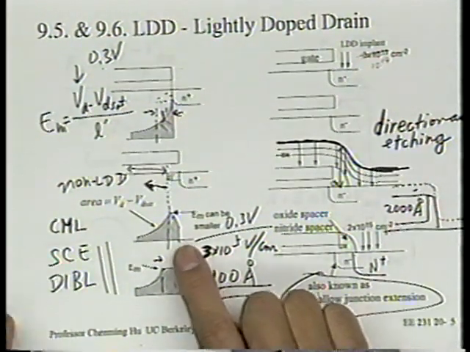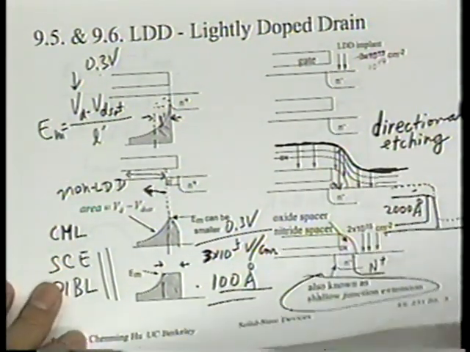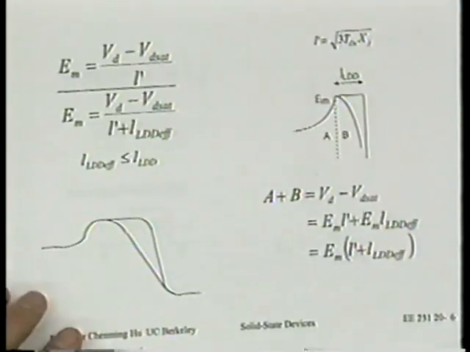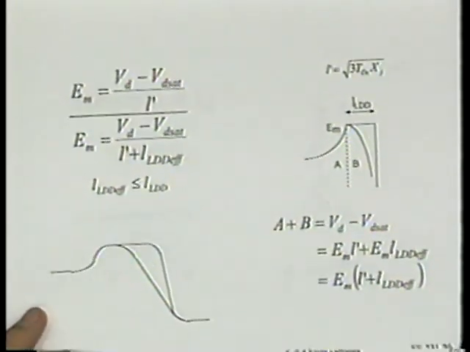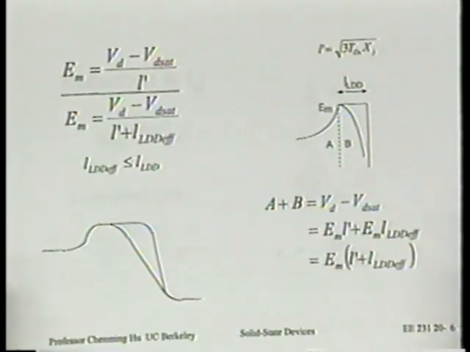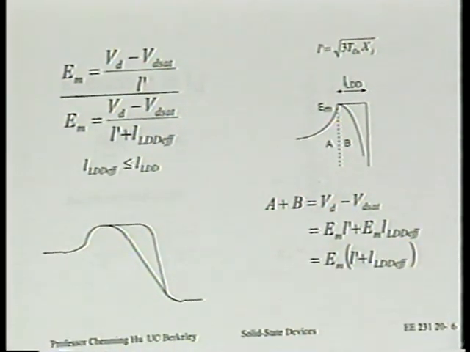I don't want to overemphasize this. I hope you will ask me a question during the discussion session, then I can further clarify just what is required to reduce this electric field. Is it low doping concentration? Is it low dose? Or is it the shallowness of the junction, or what? What's required for LDD to function properly to reduce the EM? But you can all see the EM can be reduced.